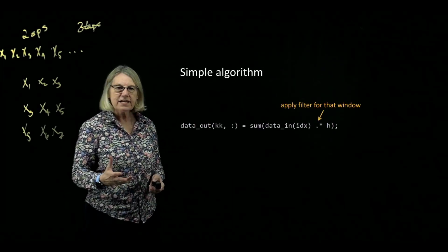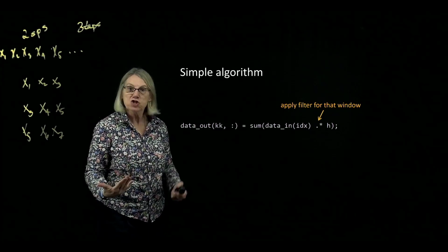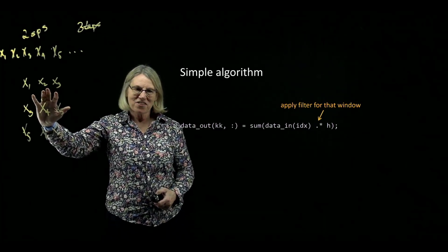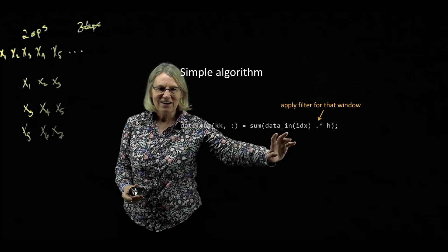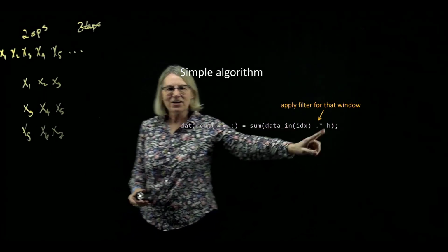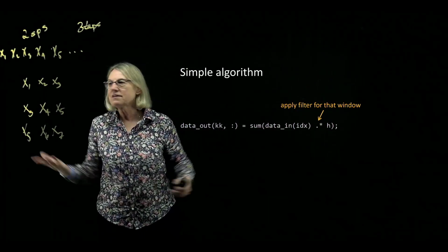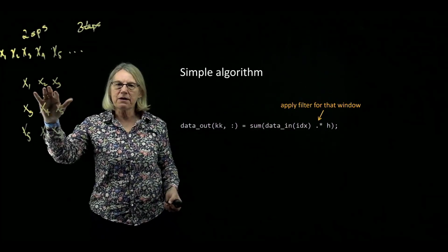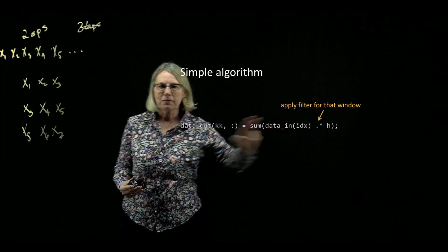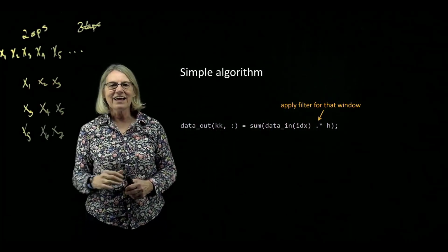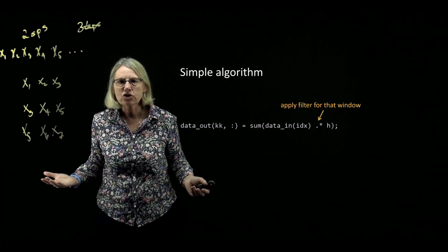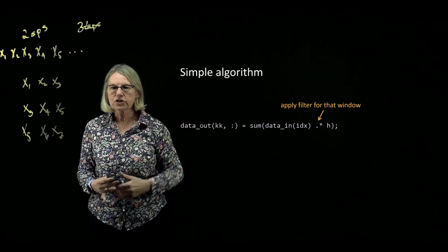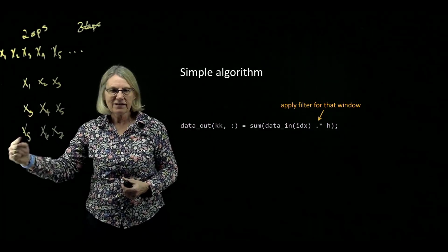So the next point is I'm going to apply the filter. Here I have 3 values for my data in. Here's my H, that's my filter taps. I've got 3 filter taps. That's what I'm going to be adapting. So I take my 3 filter taps, I multiply them by my 3 data, and I sum them. That's the output of my filter. There's going to be 1 output for each symbol.